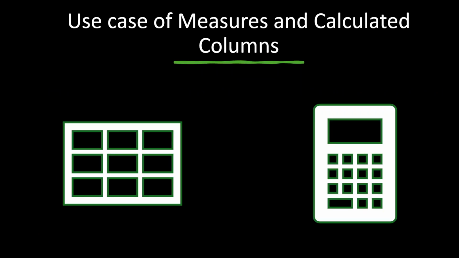Now, use cases of measures and calculated columns. You can use calculated columns when you want a physical column. If you want to use it in the x-axis or in slicers, then you can create a calculated column, because you cannot put measures in your x-axis or in your slicers. Also, you can use measures only in your visual level filters, whereas calculated columns can work on visual level filters, page level filters, and report level filters.